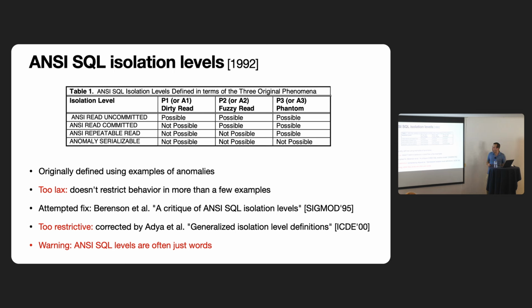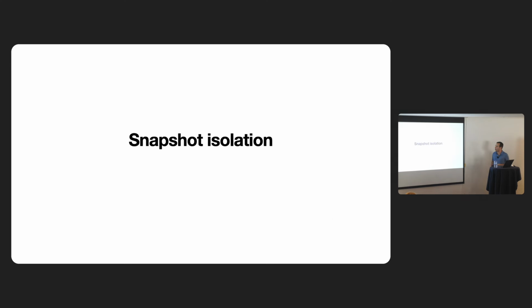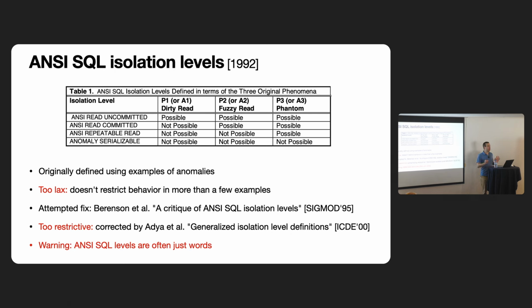Okay, and so I'm not going to start with these very weak levels. I'll start with something called snapshot isolation, which is a more sensible level, and that's actually very popular. Are there any questions about this so far before I go on?